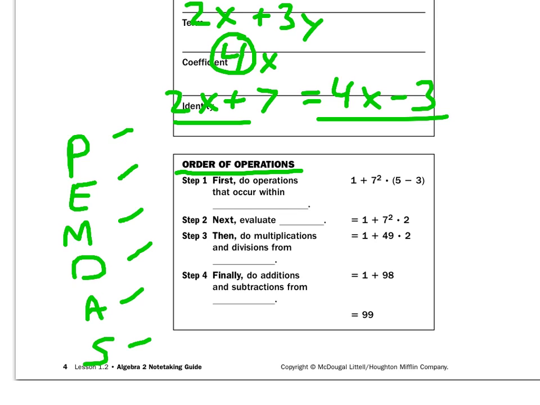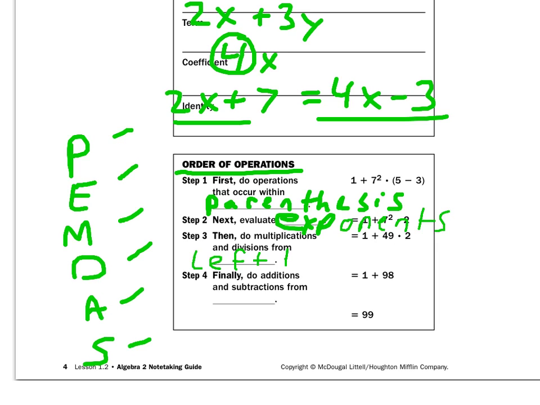First do the operations that occur within parentheses. Next, evaluate any exponents you have. Then you do your multiplication and division from left to right. And finally, you do your addition and subtraction from left to right as well.